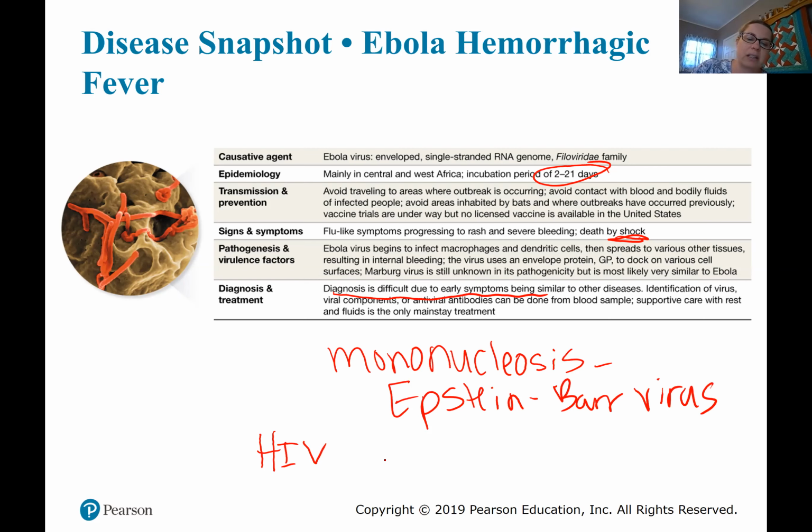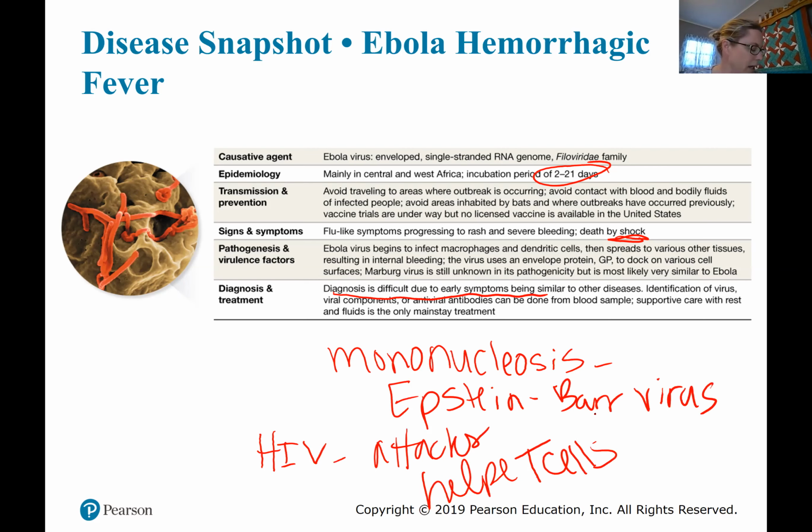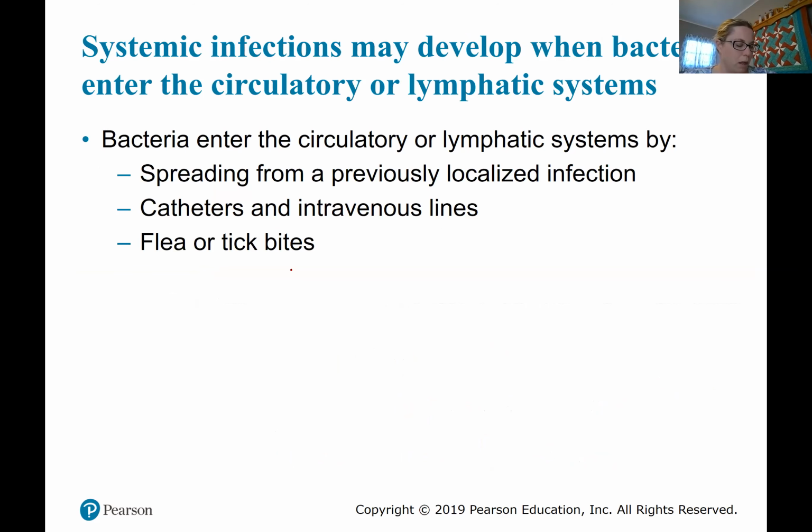It attacks helper T cells. And so it then weakens the immune system, and usually the cause of death is going to be some opportunistic type infection. HIV is also what we call a retrovirus, because it's an RNA virus that can make DNA because of its enzyme reverse transcriptase.